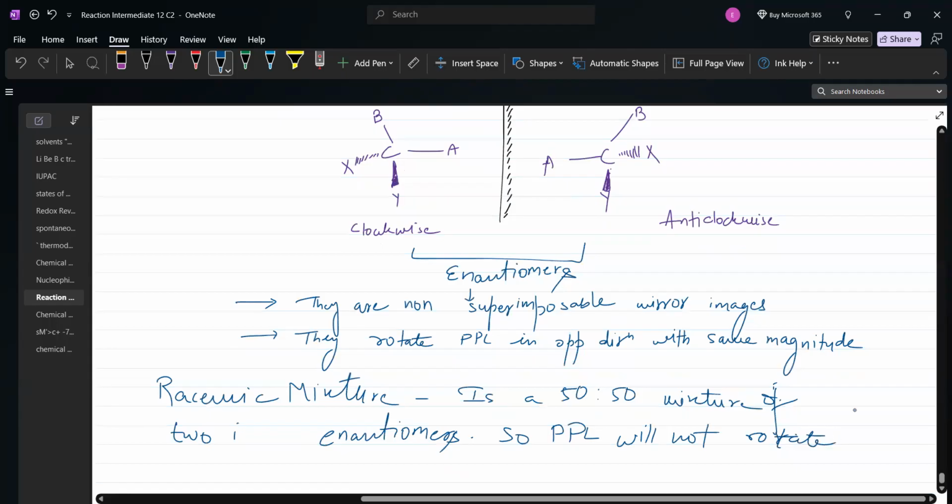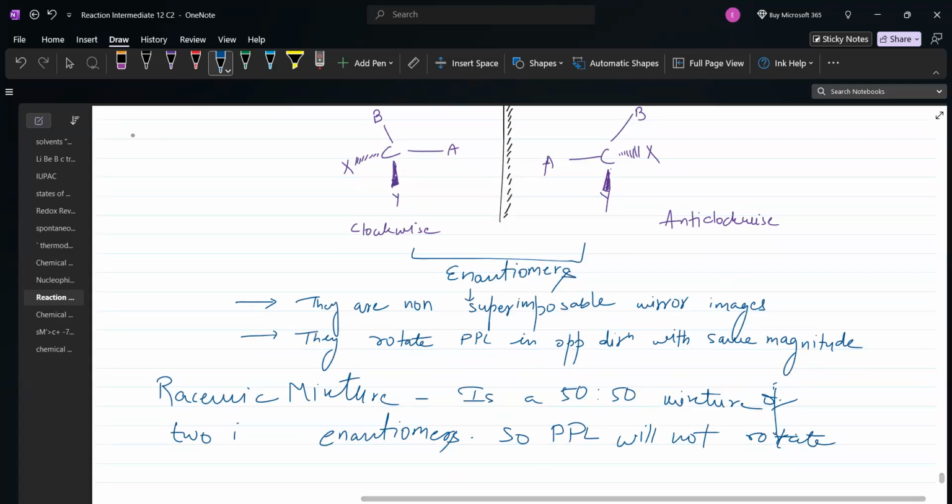Understood? Yes, sir. Understood, Siddhika? Because they are cancelling out the rotation of each other. So, done copying? Yes, sir. Done.